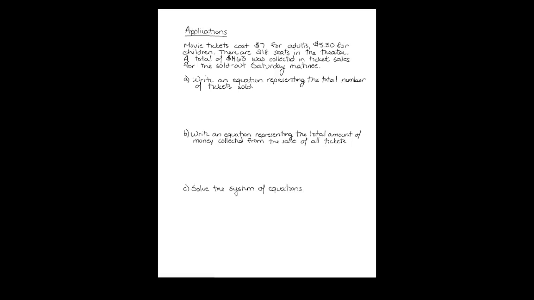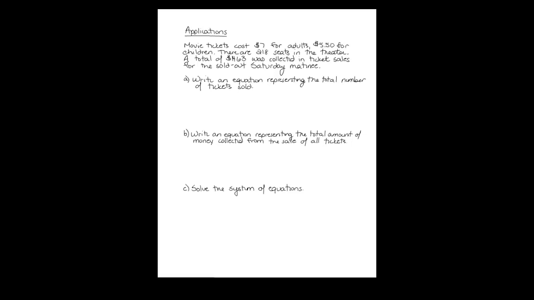In this section, we will be working with applications that involve constructing and using systems of equations. In this first example, movie tickets cost $7 for adults, $5.50 for children. There are 218 seats in the theater. A total of $1,463 was collected in ticket sales for the sold-out Saturday matinee. Now, your first step is to construct the system of equations.